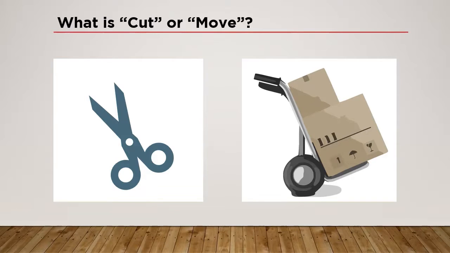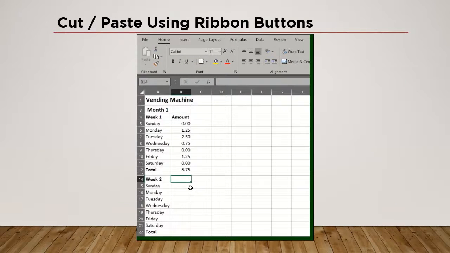For our first example for cut, let's look at our spreadsheet that has changed just a little bit. Week 2 is now below week 1, and let's say that we've looked at that and we're thinking, you know what, maybe I'd like to move that to the right of week 1 instead of below week 1.